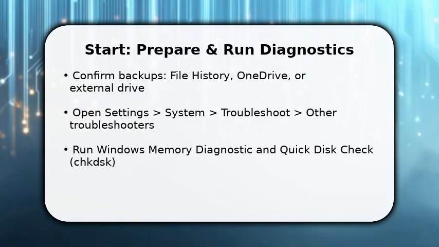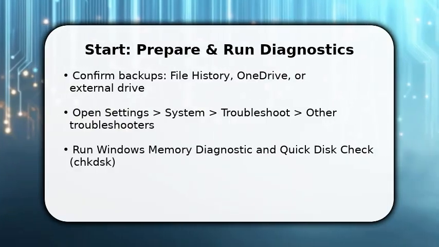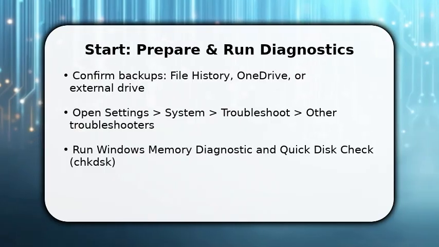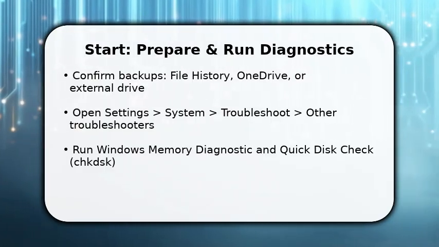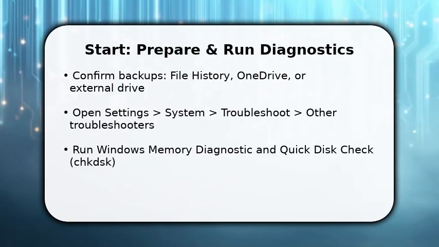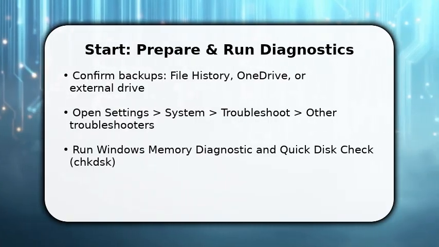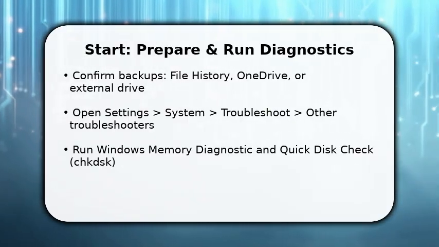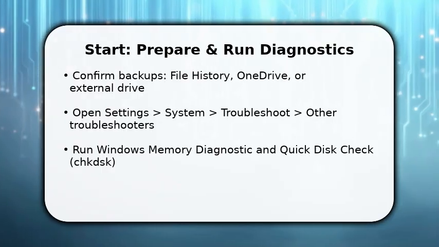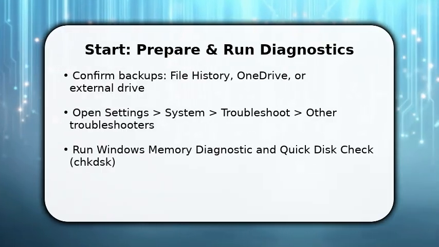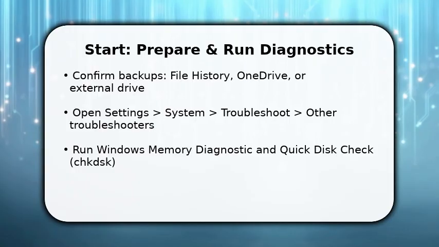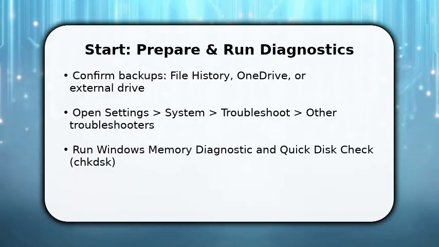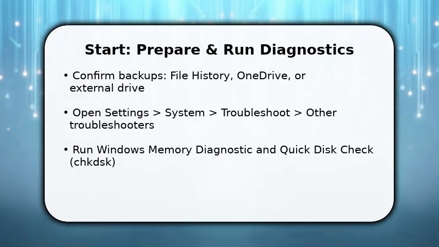You begin by securing your data and gathering diagnostics. Make sure backups are current. Once done, open Settings and navigate to System, then Troubleshoot to access other troubleshooters. Run Windows Memory Diagnostic to catch RAM issues and use the Quick Disk Check (CHKDSK) to detect file system errors. This first step narrows down hardware versus software causes, so you avoid unnecessary reinstalls. If a tool reports errors, note codes and timestamps for the next, more detailed steps.